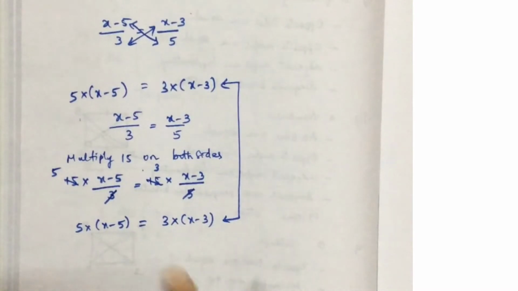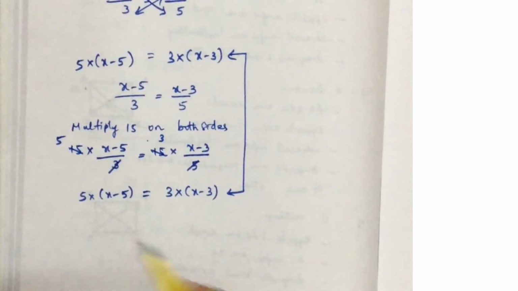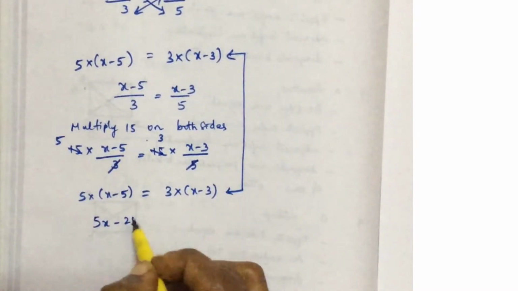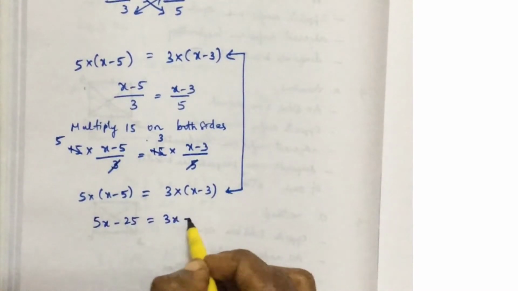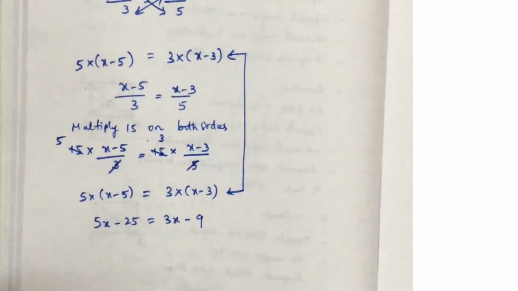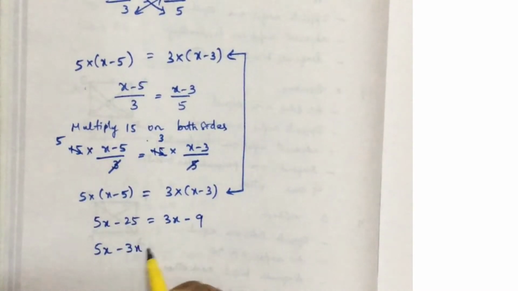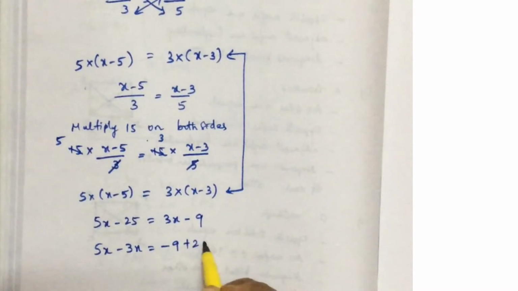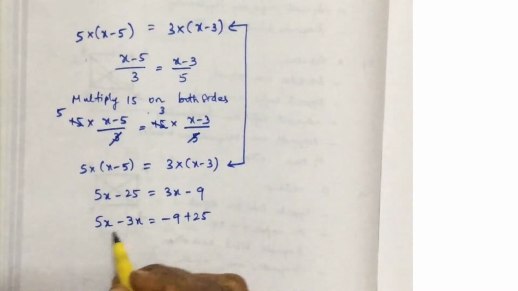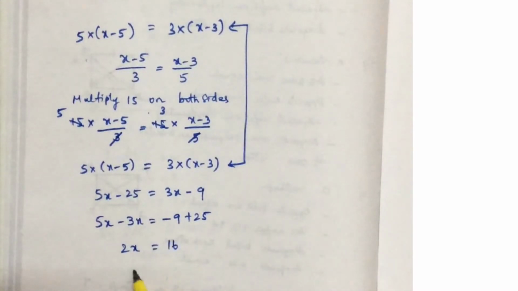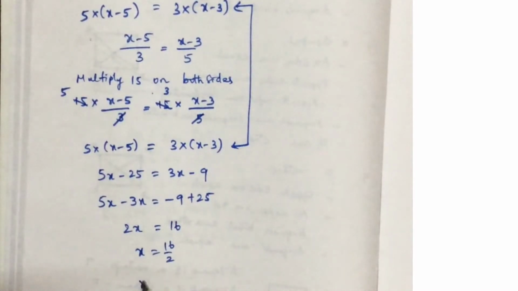Now from this you know how to simplify. What is 5 multiplied by x? 5x minus 5 multiplied by 5, which is 25, equals 3x minus 3 multiplied by 3, which is 9. So 5x, this 3x will go to this side, minus 3x, equals minus 9 plus 25. 5 minus 3 is 2x equals 16, x equals 16 by 2, which gives x equals 8.